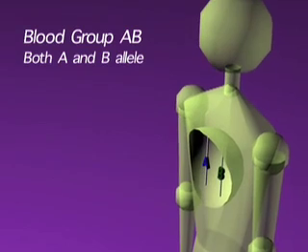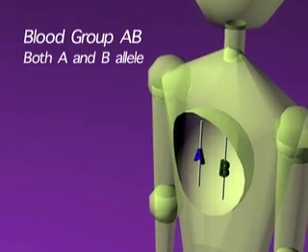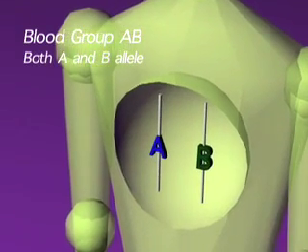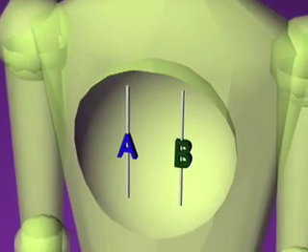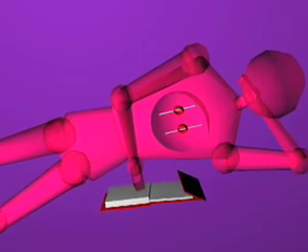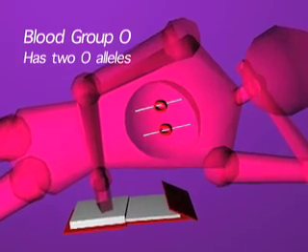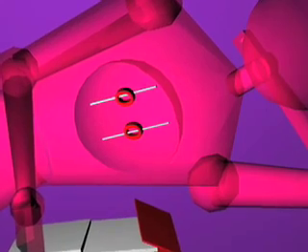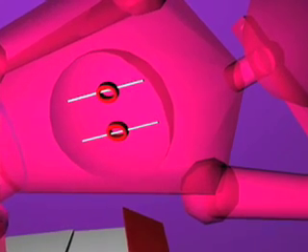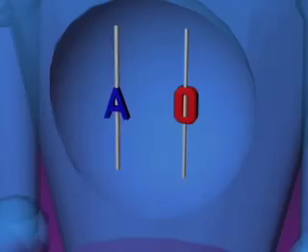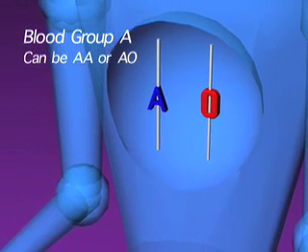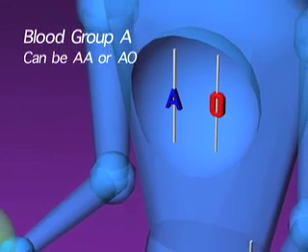The genetics of ABO are fairly simple. Group AB is the simplest. They have both the A and B allele. Group O is the opposite. It can only be produced by having two O alleles. Both the A and B allele are dominant to O, so an A and O allele will still make you group A.